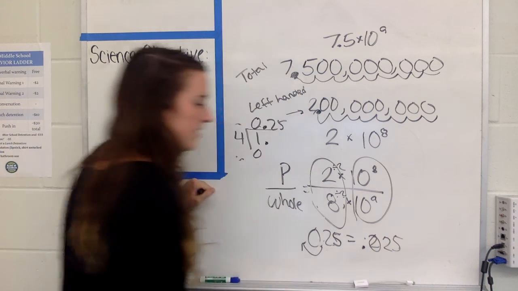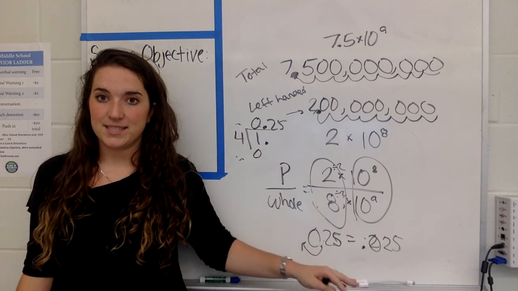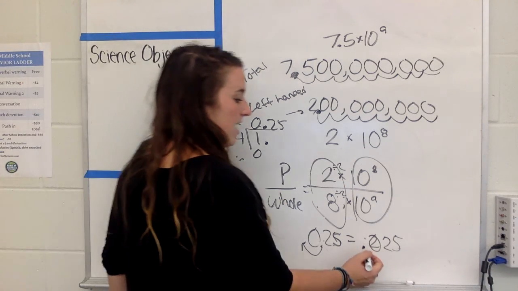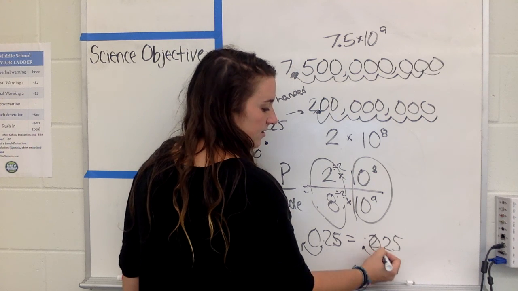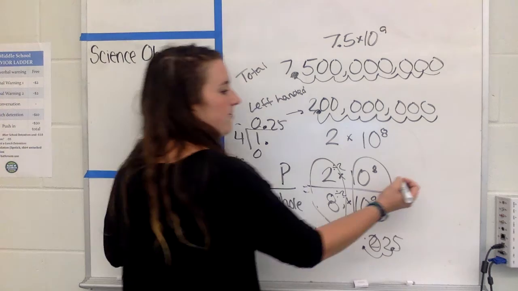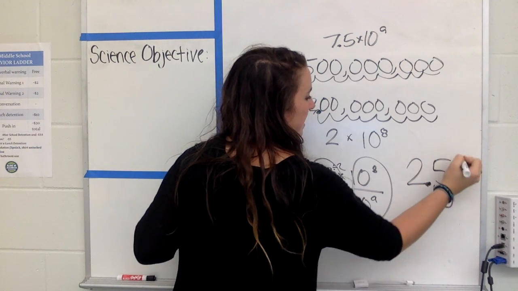This becomes 25 thousandths. Last step is convert this into a percent. I know when I'm converting it to a percent and I have a decimal, I just multiply by 100 which is the same as moving my decimal 2 places. So my final answer is 2 and 5/10%.